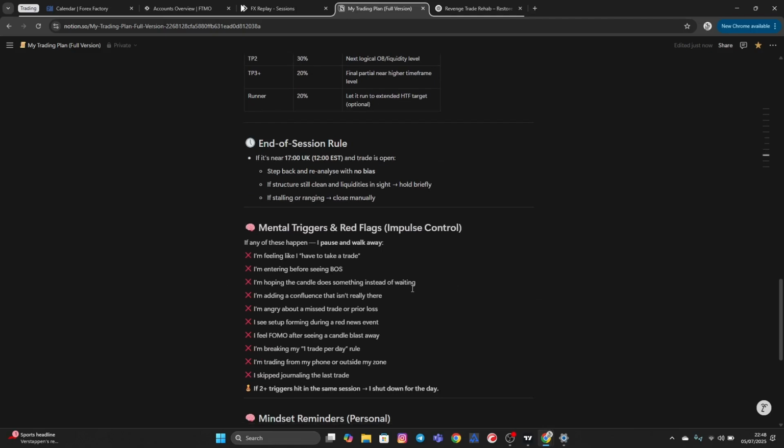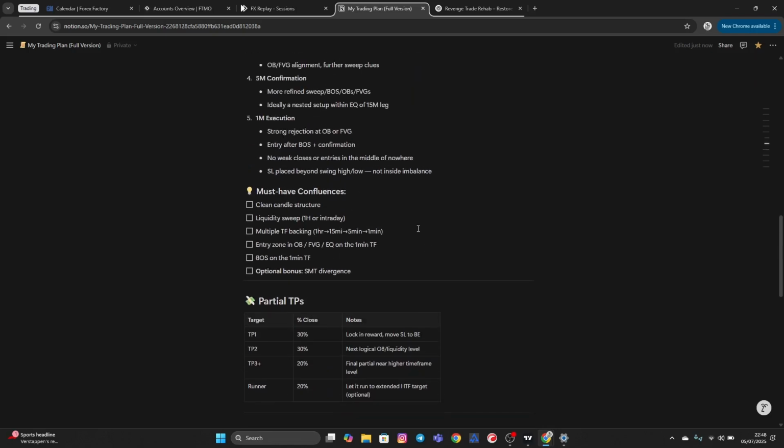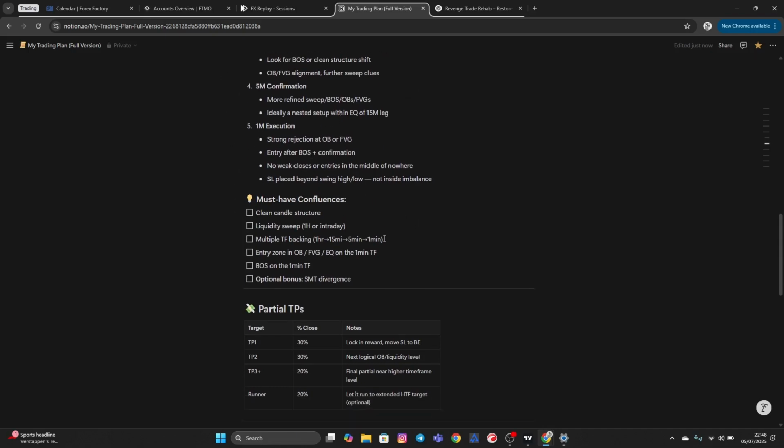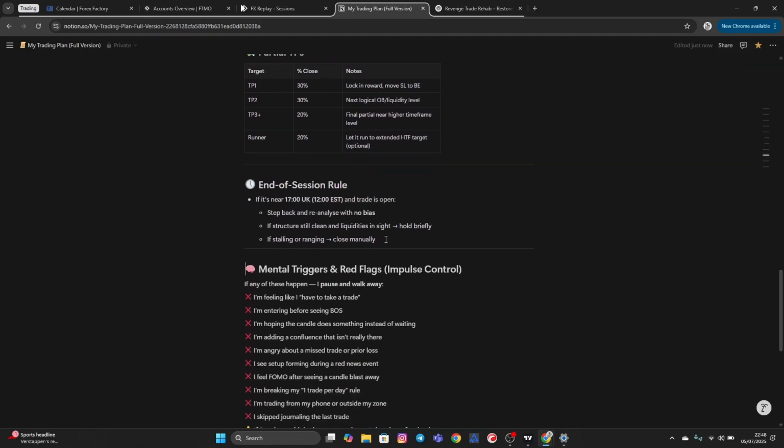Mental triggers. This is so I stop myself from entering out of FOMO, just impulsive decisions without waiting for all of this. Basically, I want to be a robot. I want all of this to happen and then be confident to enter.